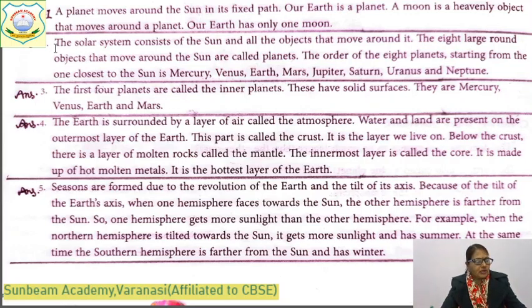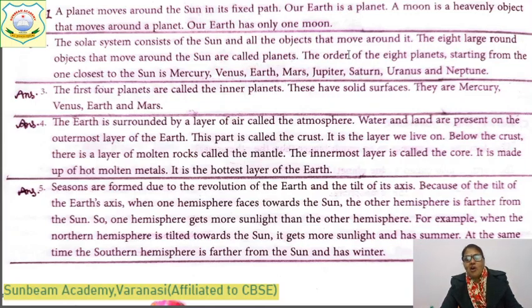What is the solar system? The question was, what is the solar system? Name the planets of the solar system starting with the one closest to the sun. Answer number 2. The solar system consists of the sun and all the objects that move around it. जो सारी चीजें जो सन के चारों ओर घूमती वो मिलके सोलर सिस्टम बनाती हैं. The 8 large round objects that move around the sun are called planets. ये क्या कहलाते हैं? Planets.